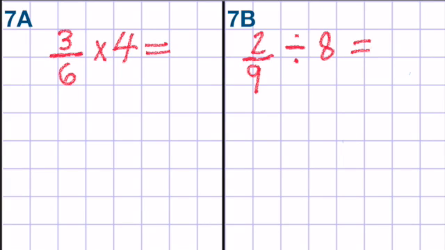For this one, I'd like you to do both. You have a multiplication of a fraction by a whole number and a division of a fraction by a whole number. Press pause.